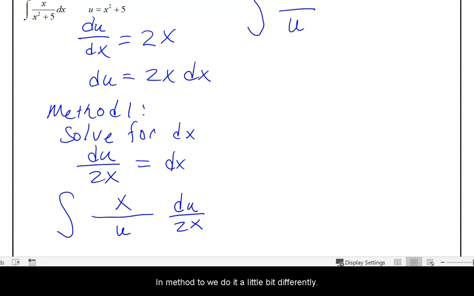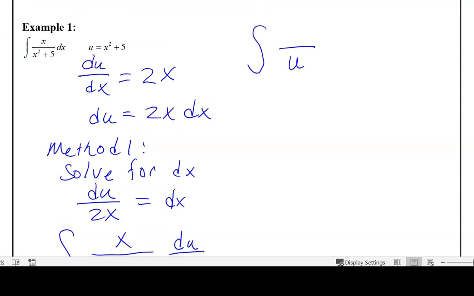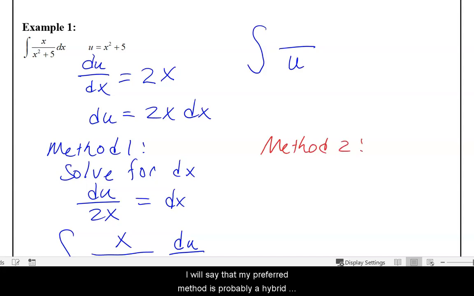In method 2, we do it a little bit differently. I will say that my preferred method is probably a hybrid of the two, but more like method 2. In method 2, what I do is I look at the problem and I go, okay, my differential du is here. It is 2x times the differential dx. What of this part of du is already present inside of the integrand that is not being replaced with u?